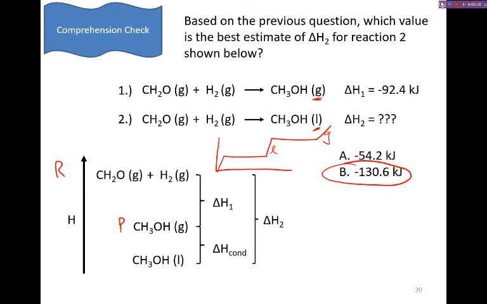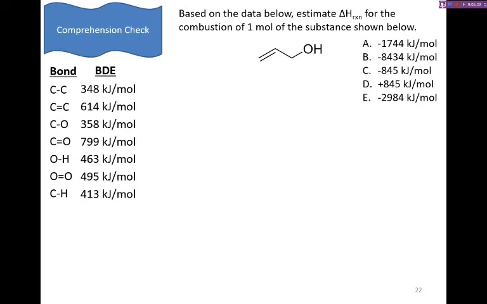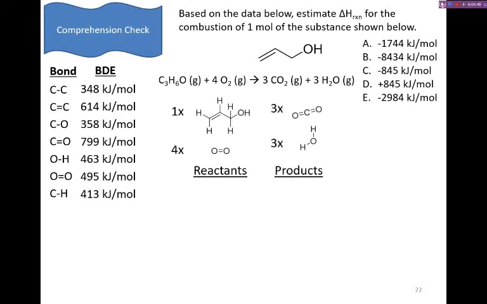Okay, let's try another problem. Pause the video and try this one on your own first. Welcome back. So we're given some bond dissociation energies for specific bonds. We want to know what's the enthalpy of reaction for the combustion of 1 mole of the substance shown below. What's the first step? Well, it's to write out the balanced chemical equation. After that, we need to write out the Lewis structures.